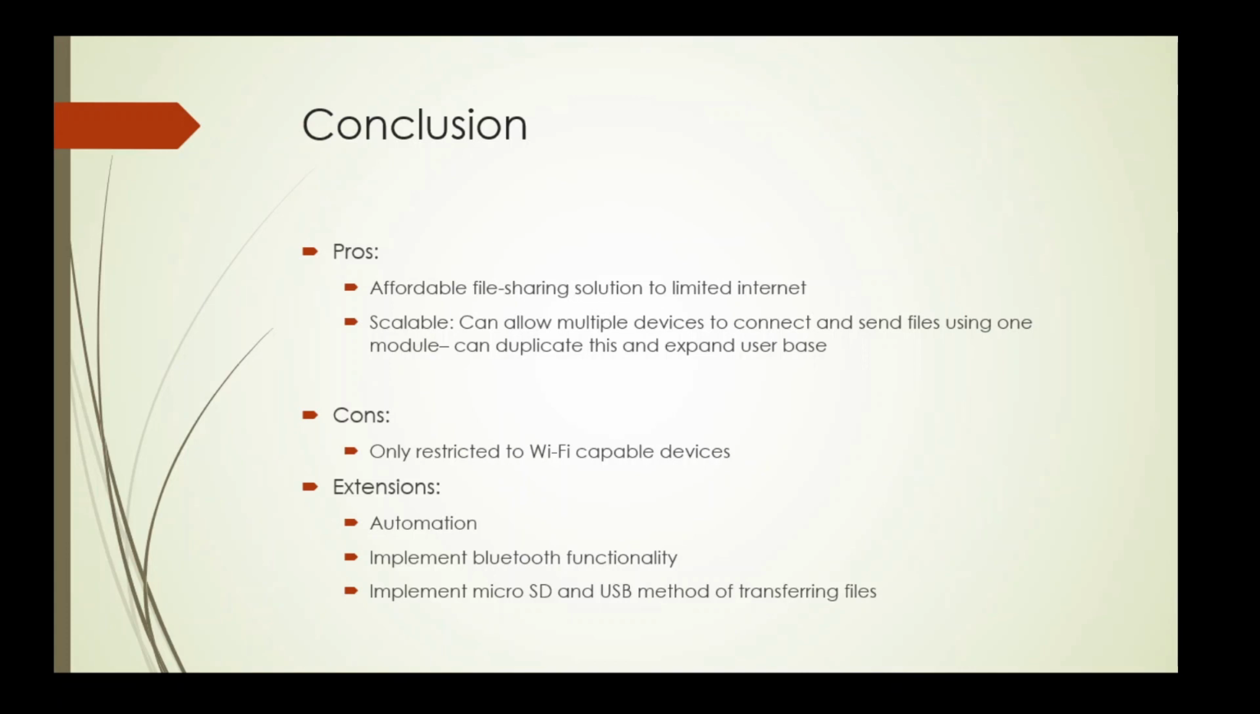Now our conclusion. The advantage of our API is that it's an affordable way to download files and it can be scalable for larger schools. The disadvantage is that it's only limited to Wi-Fi capable phones. But we plan on extending it so it can use Bluetooth, USB, and micro SD to send files, and automation of the demonstrator as well.